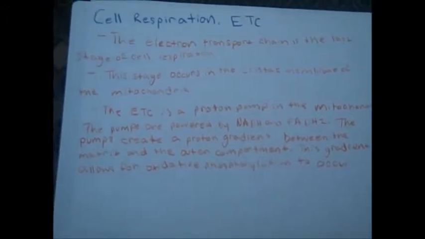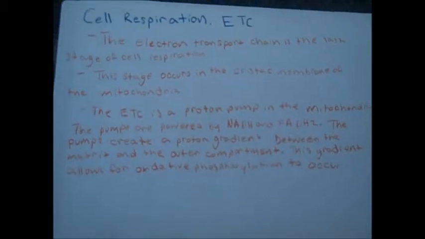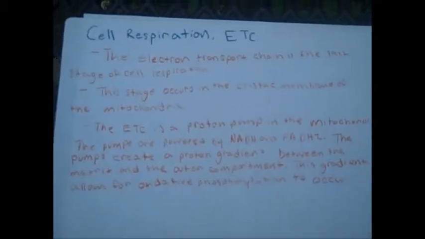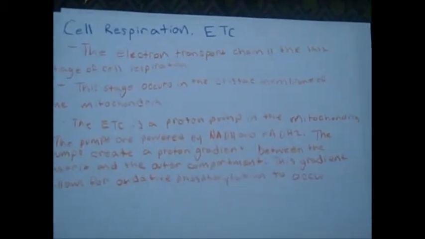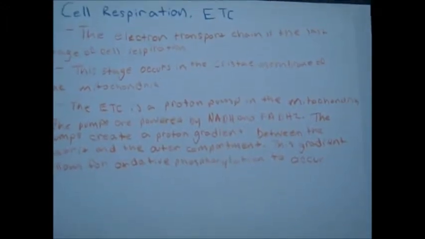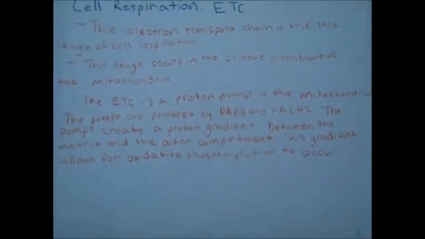This gradient allows for oxidative phosphorylation to occur. Oxidative phosphorylation occurs during chemiosmosis. This is the way that 90% of all the ATP is produced from cellular respiration.